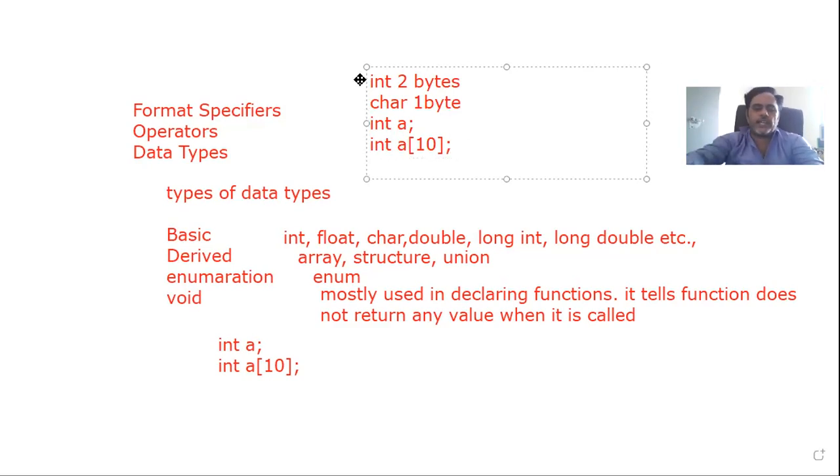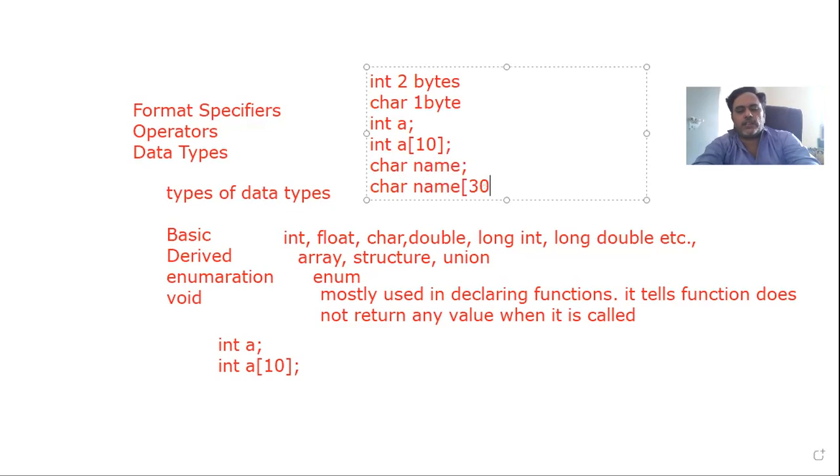In the same way, when you go for the character type, char name, it will occupy a single byte. When you use char name of 30, what will it accept? It will accept 30 characters. It means 30 bytes, because each character will take 1 byte, so 30 characters will take 30 bytes. In the case of float, it will be 4 bytes. In the case of double, it will be 8 bytes. Long double is 10 bytes, and so on. We need to remember how many bytes will be stored, but in general it is better to know it.